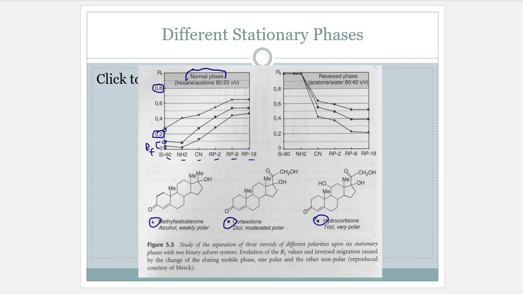Okay, well, what would happen if we change the stationary phase? Get rid of the silica and go more in the non-polar region. So we start with amine, that is going to be polar. Then we go to nitrile, which is not as polar. Then we go to RP2s, RP8s, and RP18s, which are getting more and more non-polar as we go.